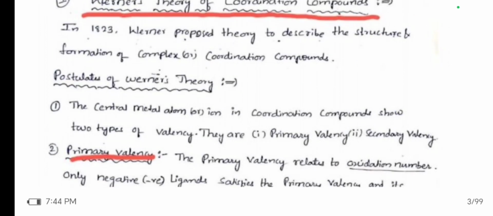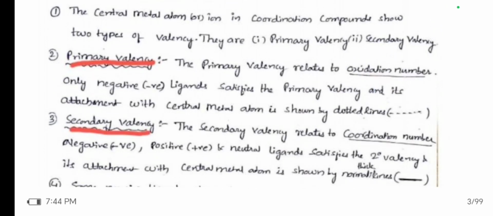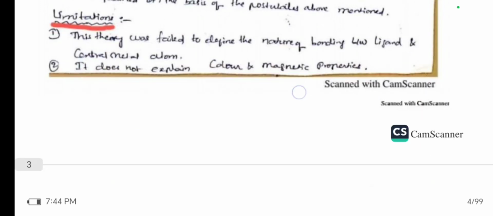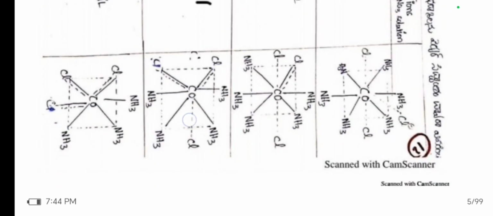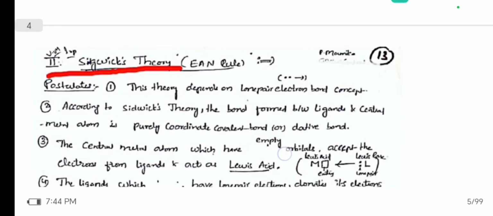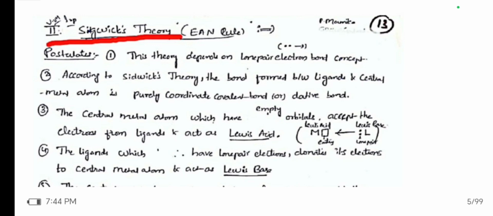In that, remember three important points: primary valency, secondary valency, and cobalt amine structures. These are the cobalt structures. Practice one time. They are the only structures you can draw in the exam. This is Werner's theory. Next, Sidgwick's theory: remember, that is the EAN rule, effective atomic number.